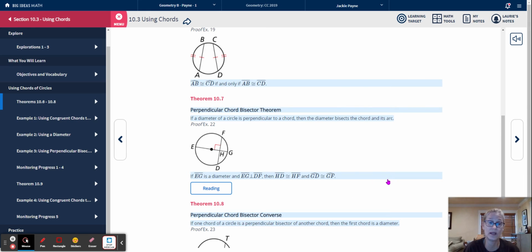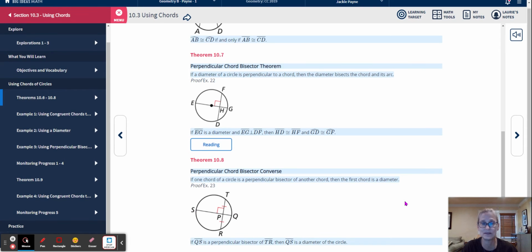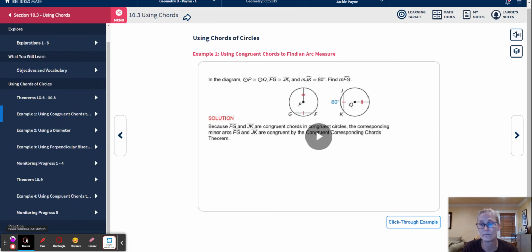This one's a super handy theorem. You're going to want to learn that one right away, as well as the converse. If a chord of a circle is a perpendicular bisector of another chord, then the first chord is a diameter. So if you know this is a perpendicular bisector, then SQ has to be a diameter. Also very handy.